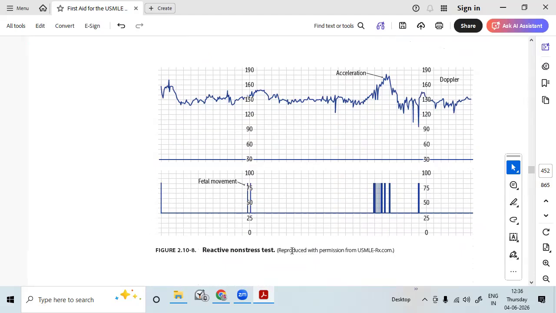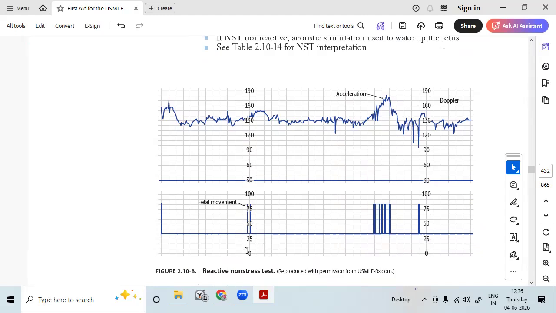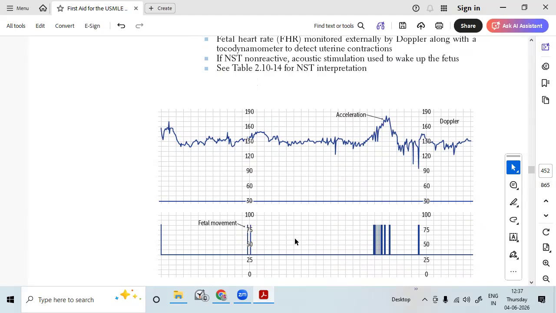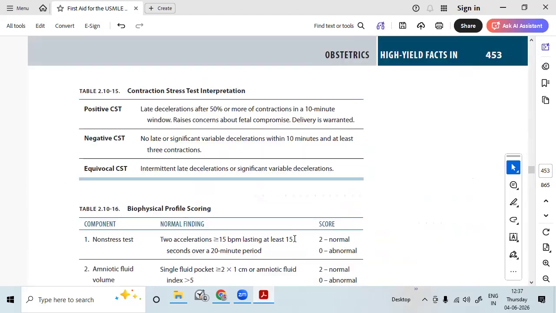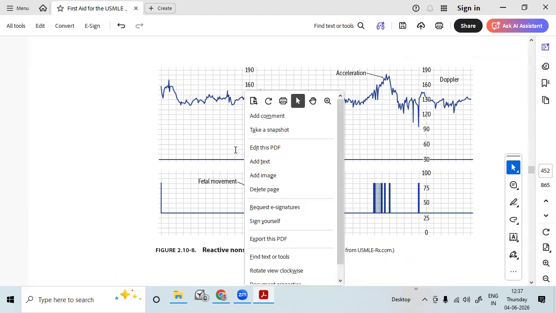Reactive non-stress test. So this is 0 to 190. These are the fetal movements. These are accelerations. So as they suggest how many accelerations should be there, I'm not able to read it properly, but let's see.